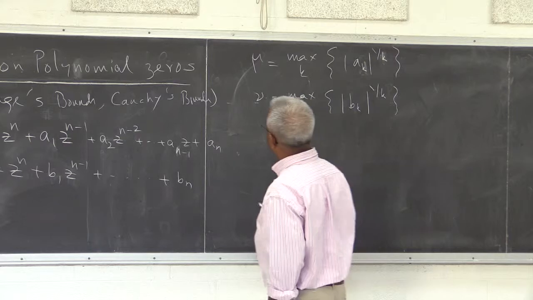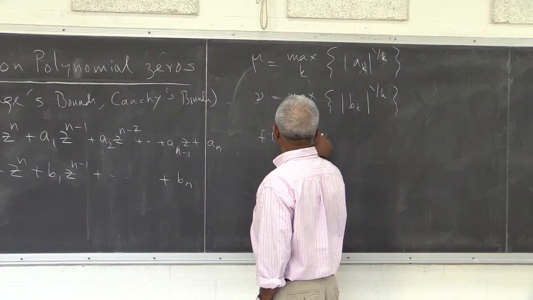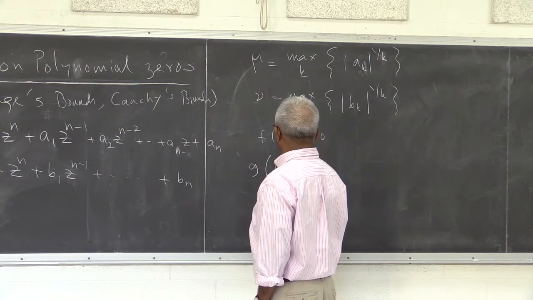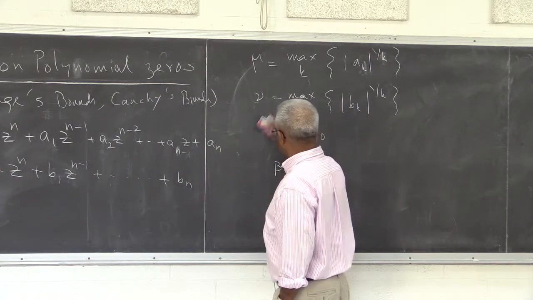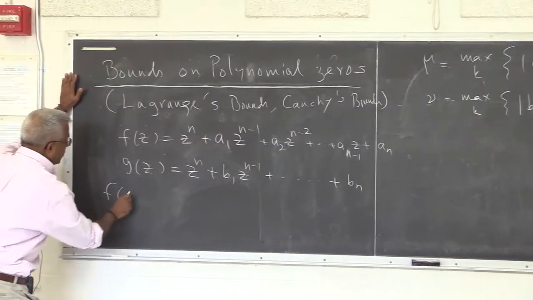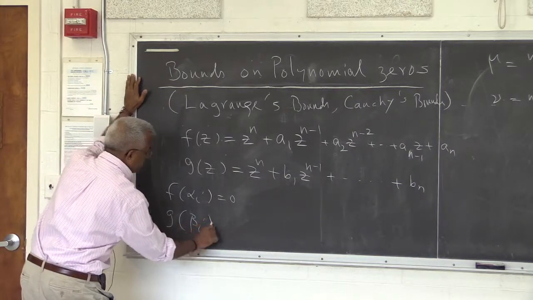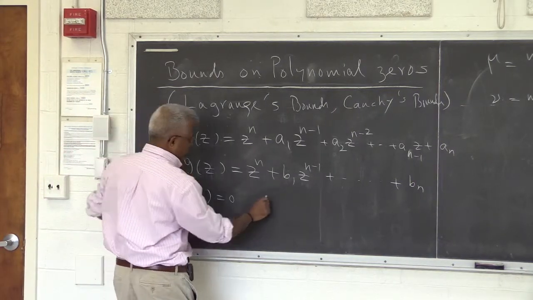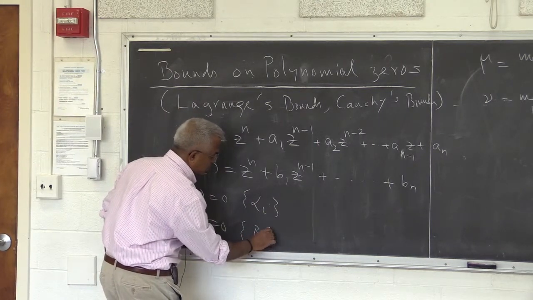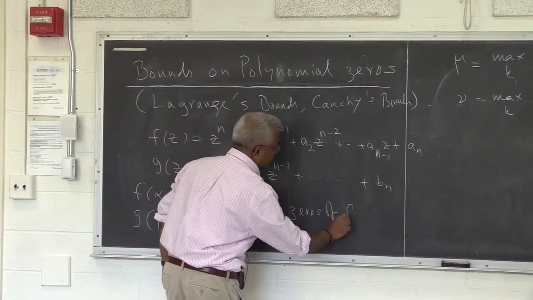And then let the alpha i's be the zeros, so f of alpha i is 0, and similarly g of beta j is 0. Just notation-wise, the alpha i's and beta j's are zeros of f(z) and g(z).